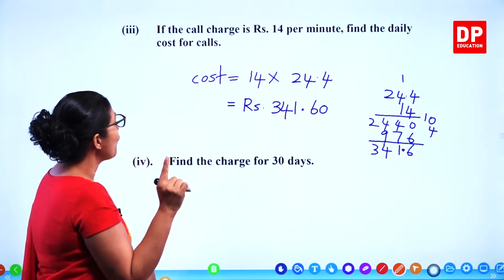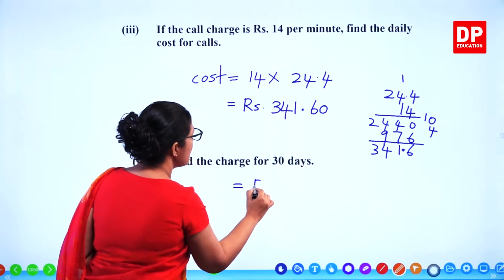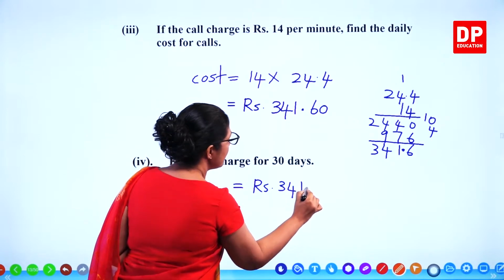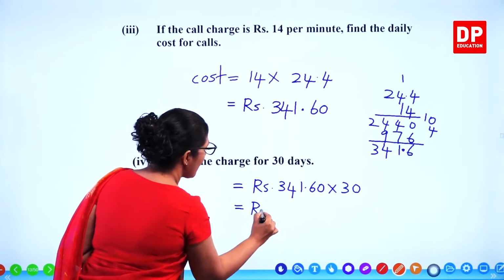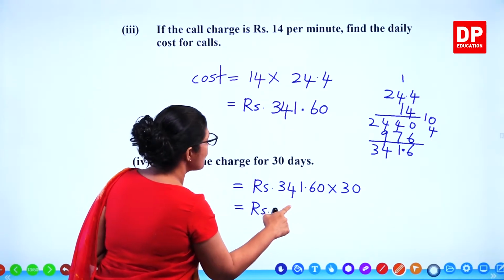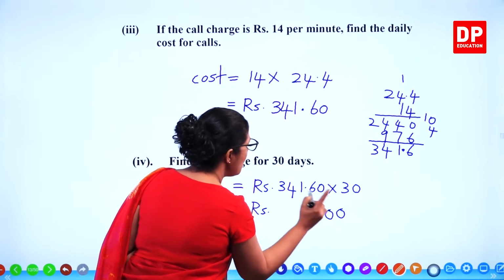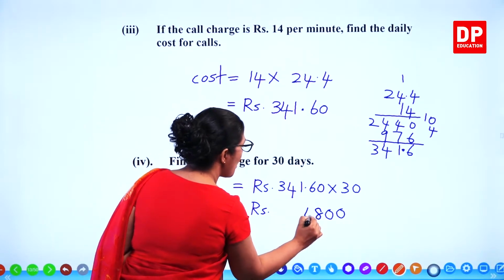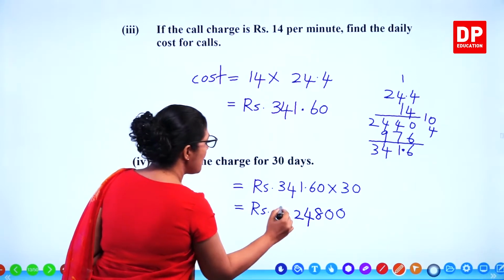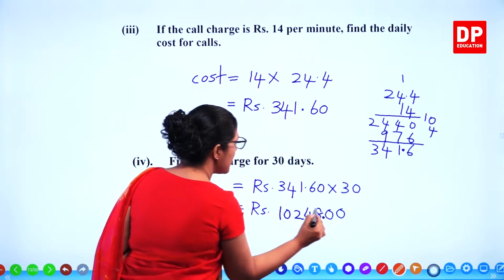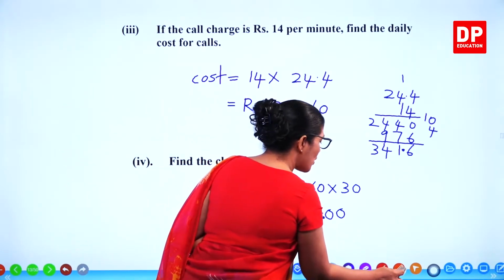And find the charge for 30 days. So this is for 1 day. So for 30 days, you need to multiply this value by 30. This is the charge for the month. 3 times 0, 0. 3 times 6, 18, 1 remaining. 3 times 1, 3 plus 1, 4. 3 times 4, 12. 1 remaining. 3 times 3, 9 plus 1, 10. And 2 decimal places you have to keep. 10,248 rupees.